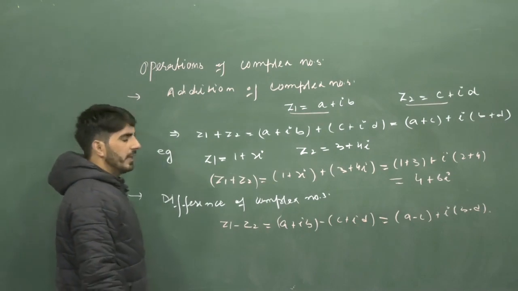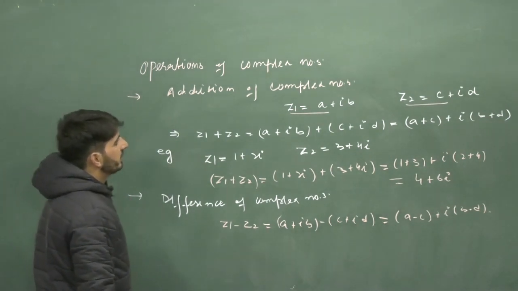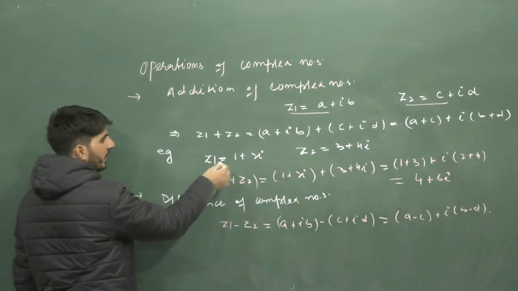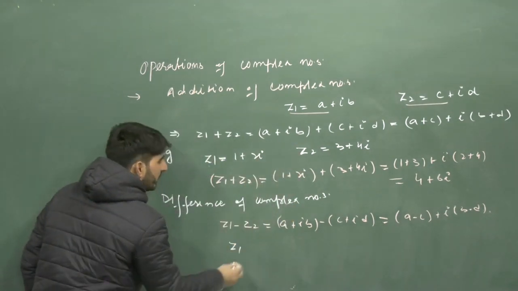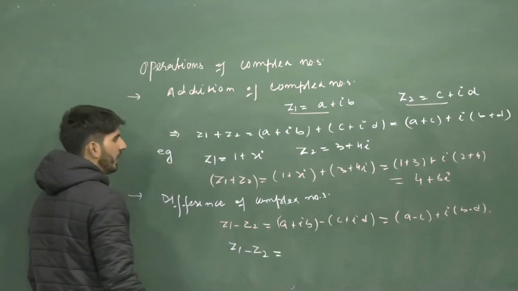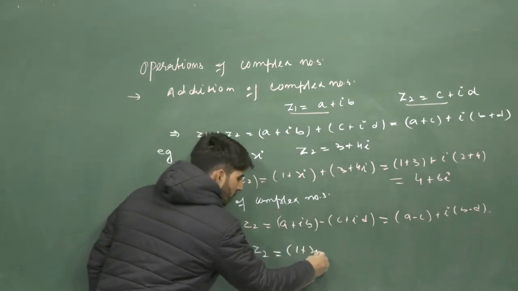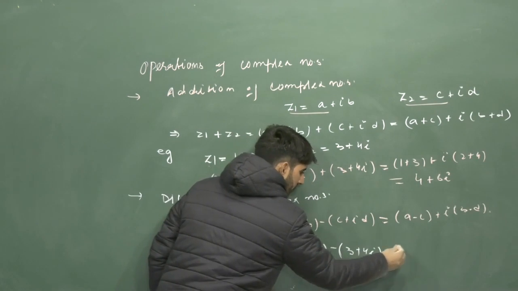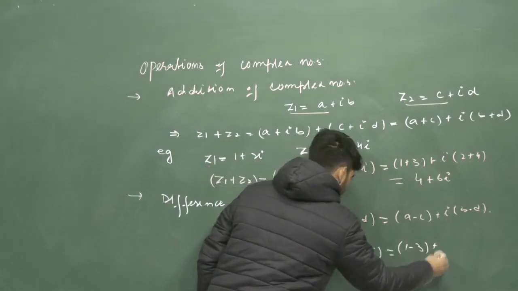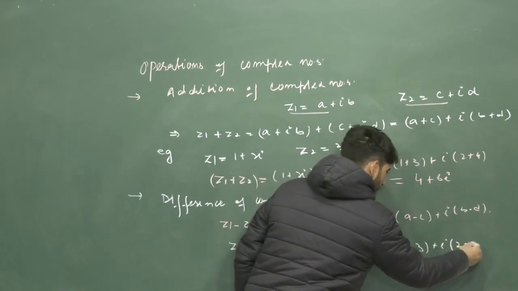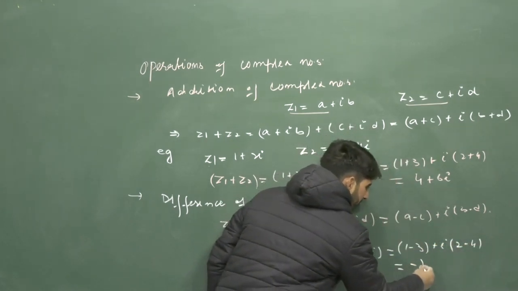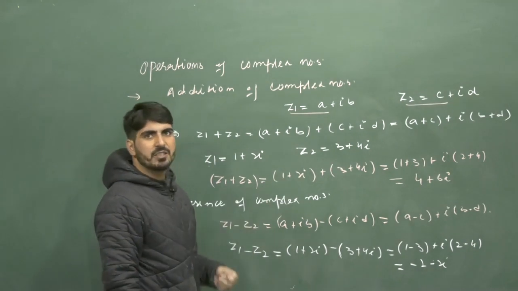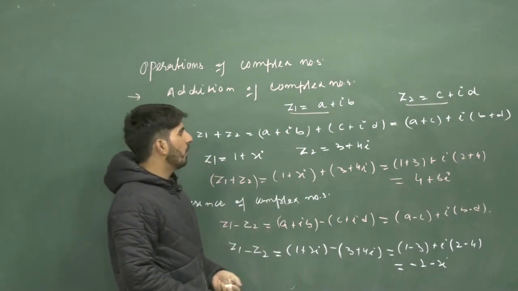You have to subtract the real parts of the complex numbers and subtract the imaginary parts of the complex numbers. For example, we have complex numbers z1 and z2 here. We will subtract these two numbers, z1 minus z2, that is 1 plus 2i minus 3 plus 4i, which is 1 minus 3 plus iota times 2 minus 4, which is equal to minus 2 minus 2i. So this is the procedure of how to subtract two complex numbers and how to add two complex numbers.